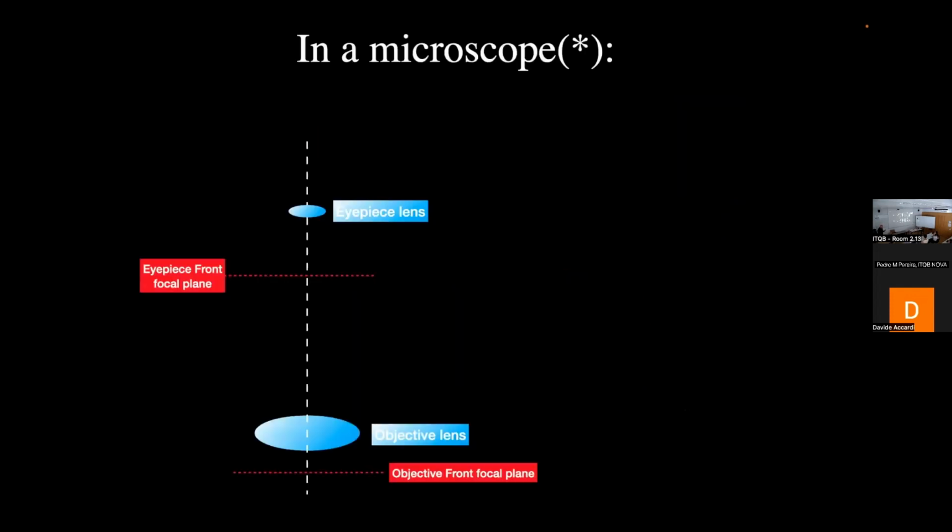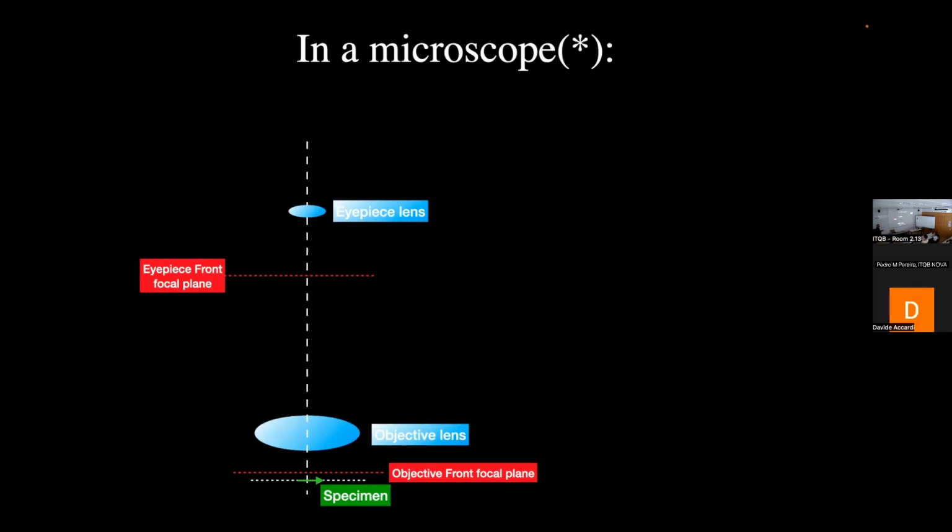And why I'm telling you this, and this is, I think, the last topic of this part. Because in a microscope, and there is an asterisk there, so you know that there is much more, we have an objective lens and an eyepiece. So this is a simple compound microscope, 2 lenses. Okay. And then we have the objective front focal plane and the eyepiece front focal plane. If we put a specimen here, which is not in correspondence of our front focal plane, because otherwise the image will go to infinity, okay?